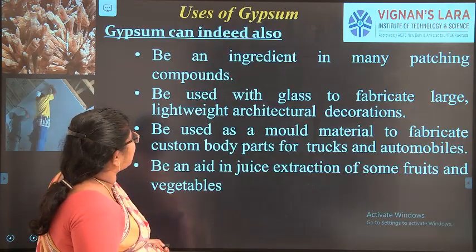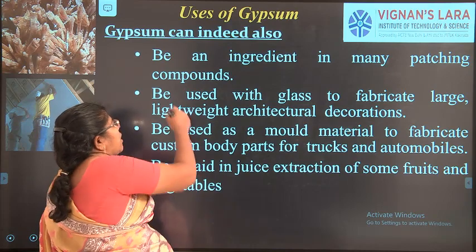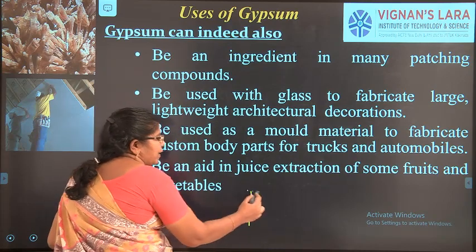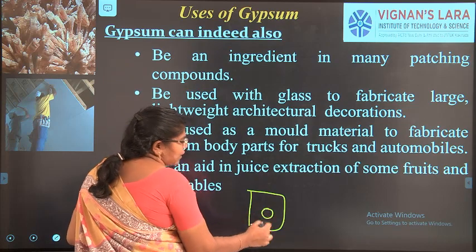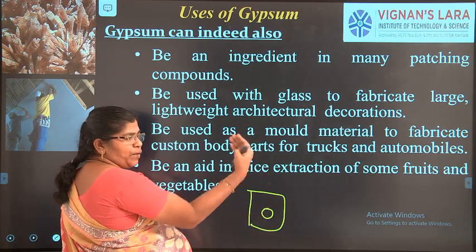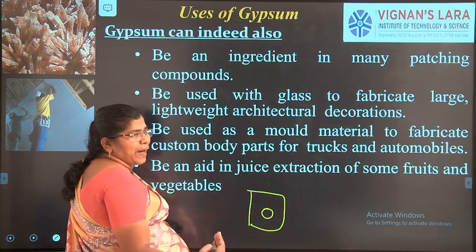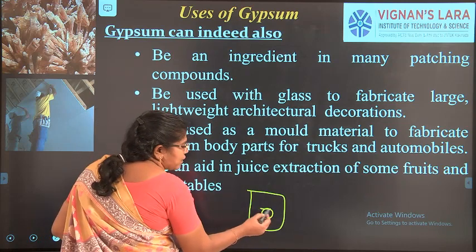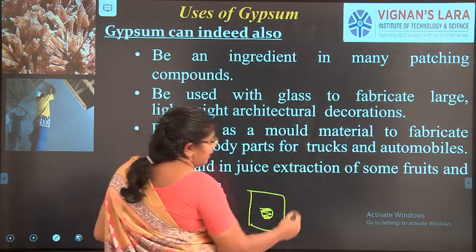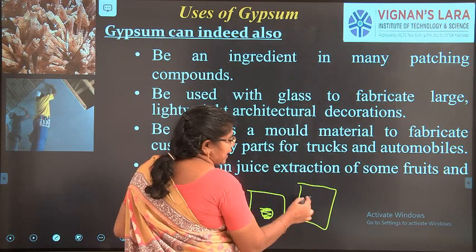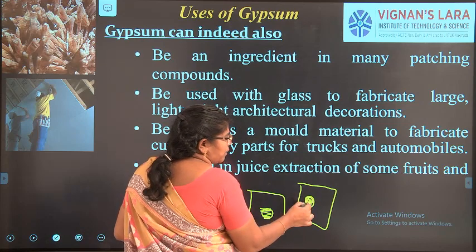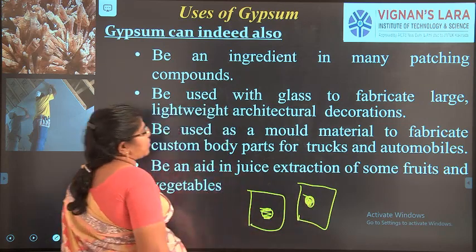The other use is as an ingredient for many patching compounds. If there is small spalling, meaning a small piece of plastering moving off outside, we can fix it with plaster of Paris. Even in white tiles, if there is a hole due to something, we can fix it with plaster of Paris.